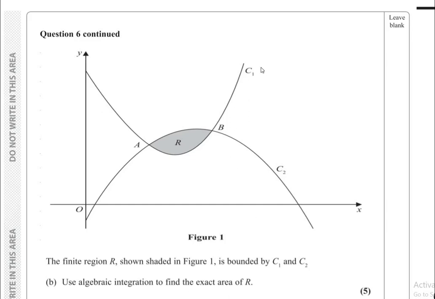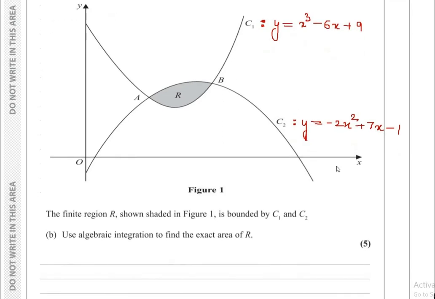Now we know the equations of C1 and C2. They are given as, for C1 it is y equal to x cubed minus 6x plus 9, and for C2 it is y equal to minus 2x squared plus 7x minus 1. So they want us to find the area of the finite region by using algebraic integration.